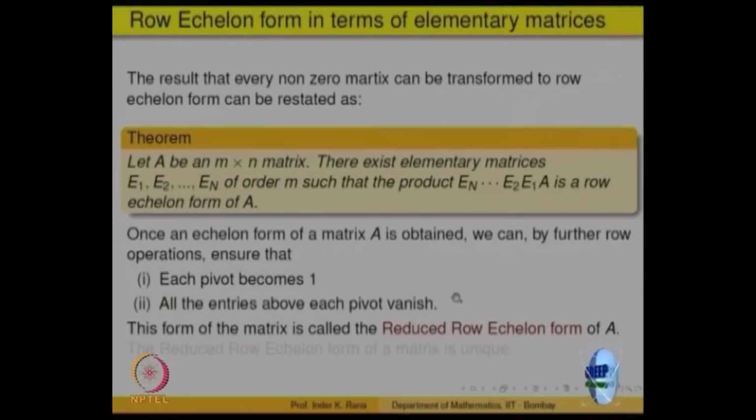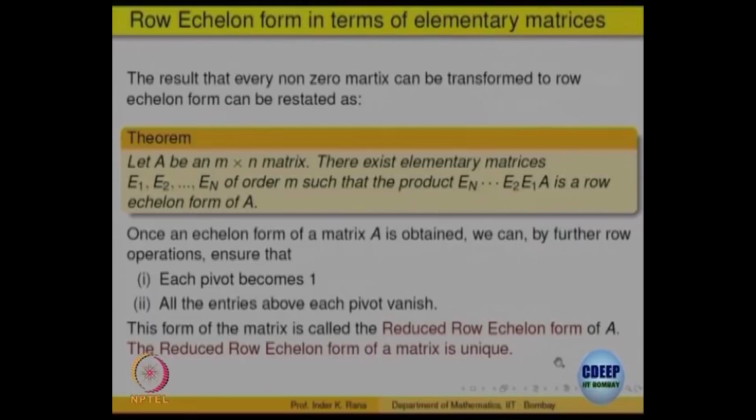So, in the column where the pivot is coming, above the pivot everything is 0, below the pivot everything is 0, right. So, this form of the matrix is called the reduced row echelon form of the matrix. So, that means what? Every matrix by elementary row operations can be reduced to row echelon form, as well as changed to reduced row echelon form, where the pivots are 1 and every other entry in that pivot column is equal to 0. We will see the advantage of this form of the matrix.